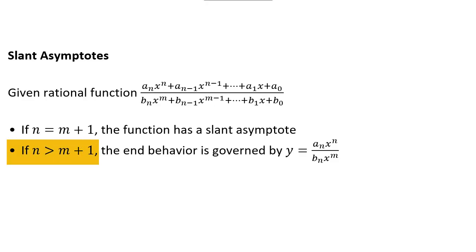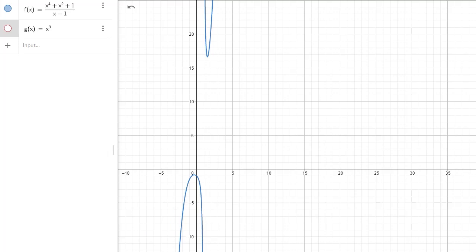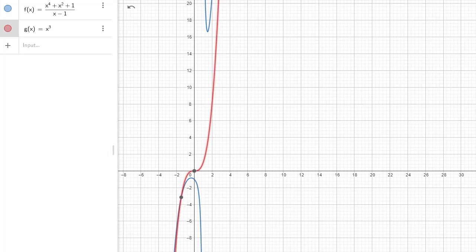Finally, if the degree of the numerator is greater than 1 more than the degree of the denominator, the end behavior is just governed by the leading terms. To illustrate this, let's consider the function x to the power 4 plus x squared plus 1 divided by x minus 1. The leading terms are x to the power 4 divided by x, so the end behavior is really governed by that.